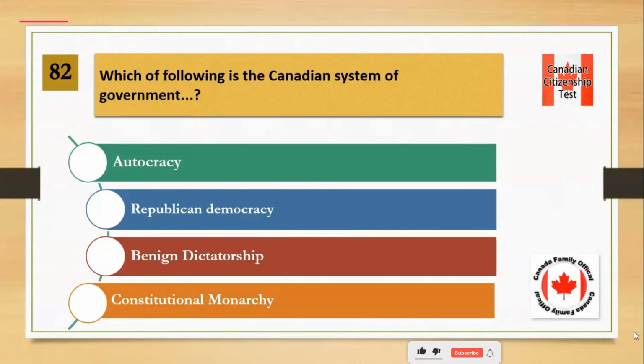Which of the following is the Canadian system of government? Number 1, Autocracy. Number 2, Republican democracy. Number 3, Benign dictatorship. Number 4, Constitutional monarchy. And the answer is Constitutional monarchy.